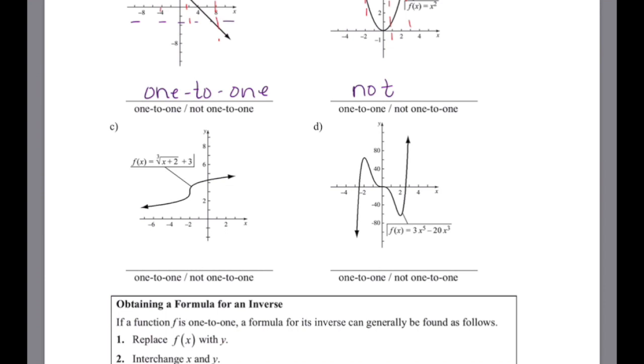Here I have a cube root function, and it does pass the horizontal line test, so it is one-to-one. And also a function because it passes the vertical line test. However, this next one, certainly not a function since it passes more than one time in many different locations. So this one is not one-to-one. But at the same time, because it does pass the vertical line test, it is a function.